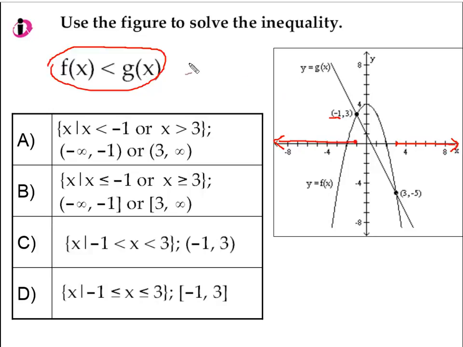So in this case, the strictly less than symbol that we have here tells me I don't want the or equal to option. So I'm not going to have brackets, I'm going to have parentheses. So it looks like I'm going to use these parentheses here for letter A.